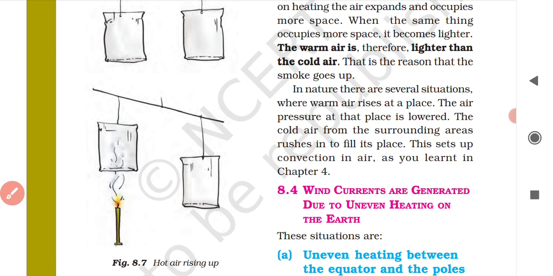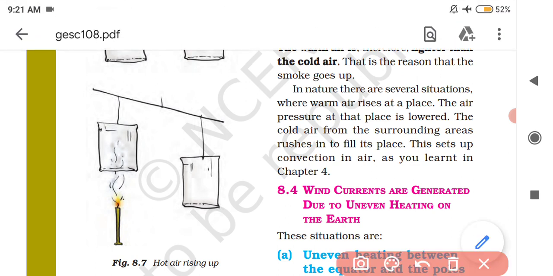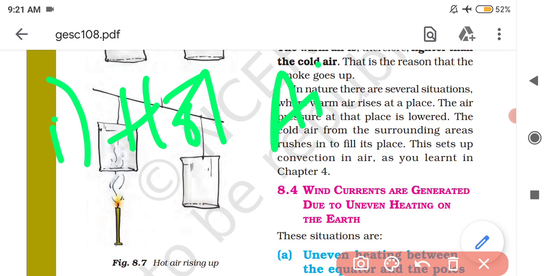Understood? So from this activity, it will give us two conclusions about the nature of hot air. What are they? The first conclusion is hot air is lighter.